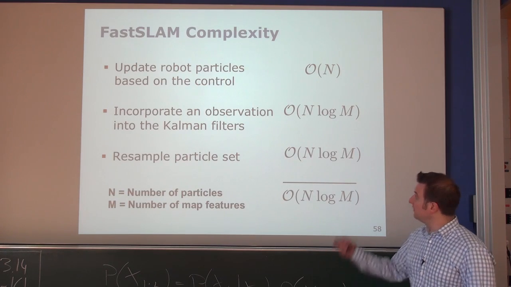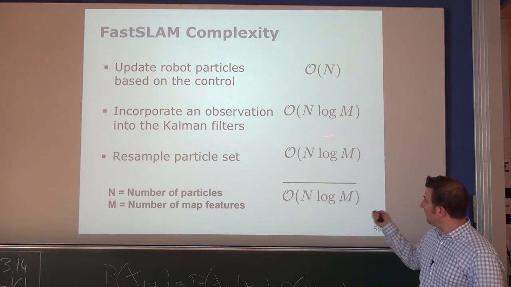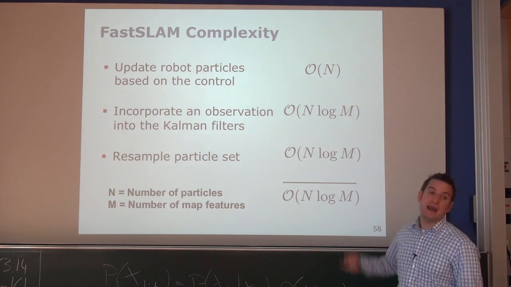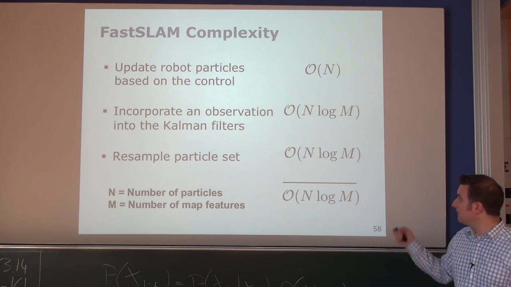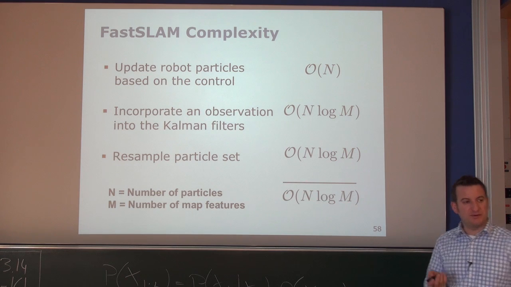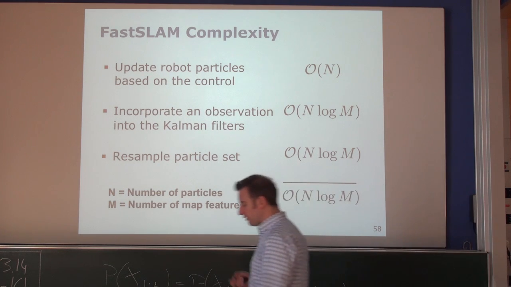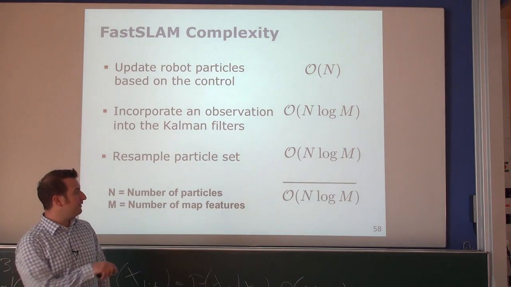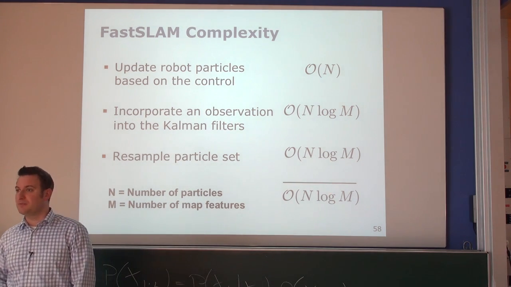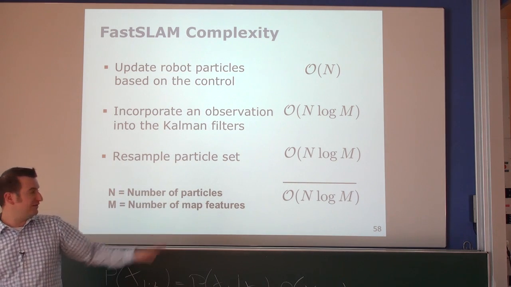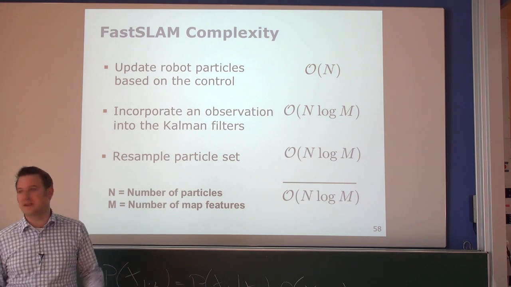As a result, this step, integrating an observation, gets more expensive. It gets the factor log m. But the resampling gets cheaper, and so the overall complexity is cheaper. It's the number of particles times the logarithm of the number of landmarks that I need to maintain. This is, of course, the computational complexity. The memory complexity is larger because I still need to maintain all landmarks.